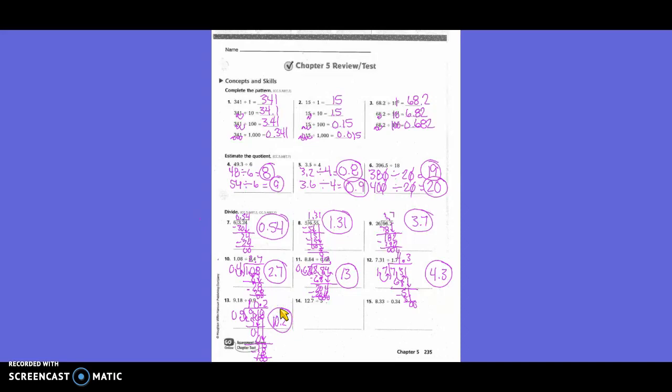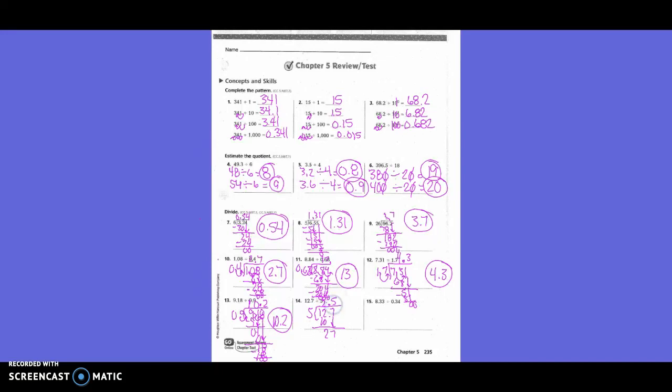All right, 12 and 7/10 divided by 5. So what is my dividend? 12 and 7 tenths. Divided by 5. Do I need to move my decimal over any? No, it goes straight up. 5 into 12? Twice. 5 times 2 is 10. 12 minus 10 is 2. Bring down my 7. 5 into 27? 5 times.